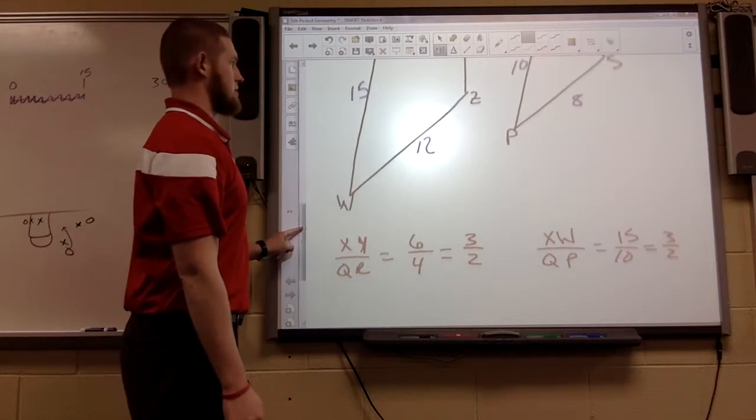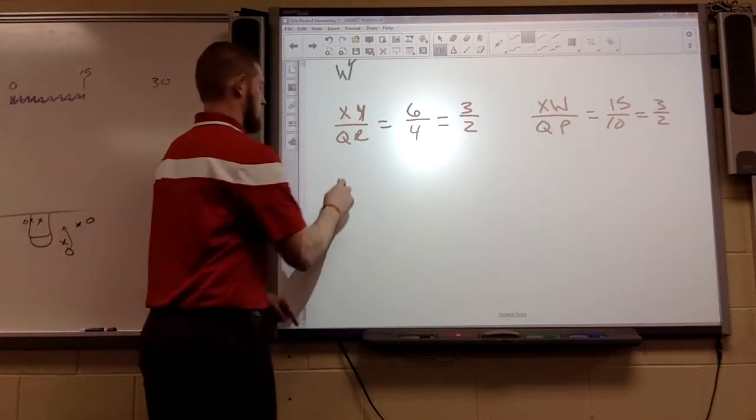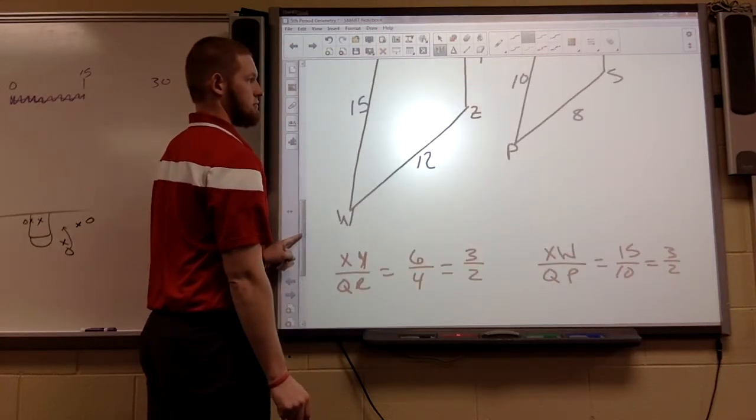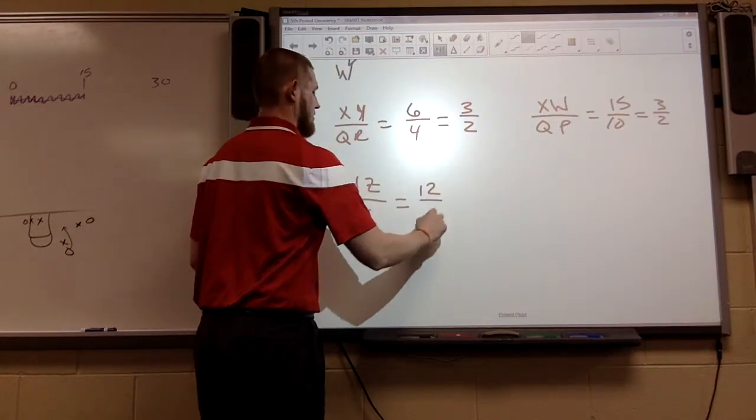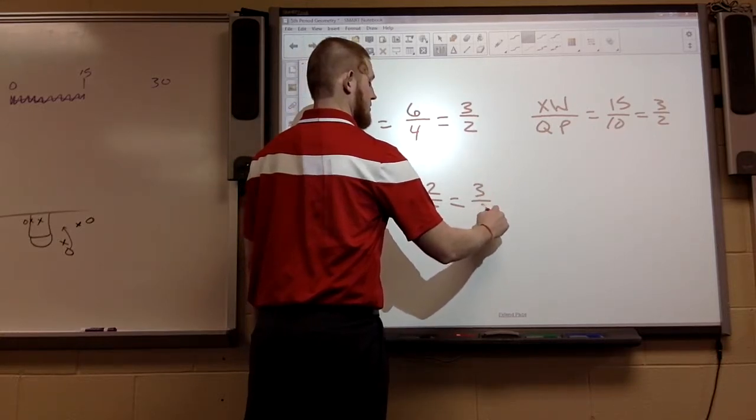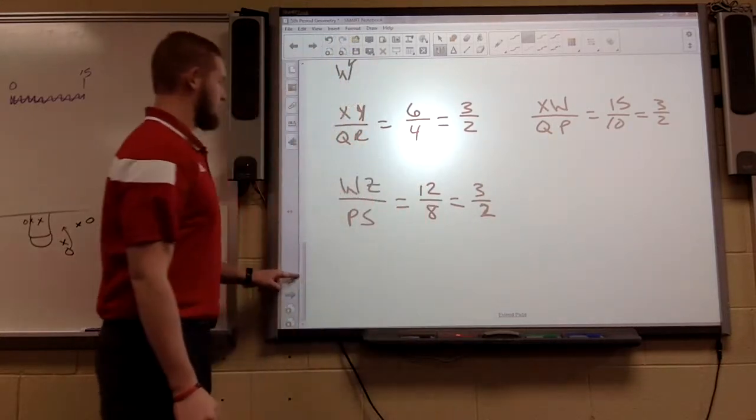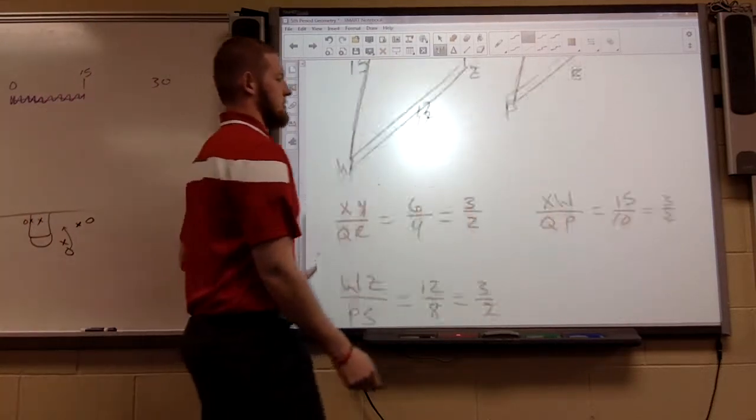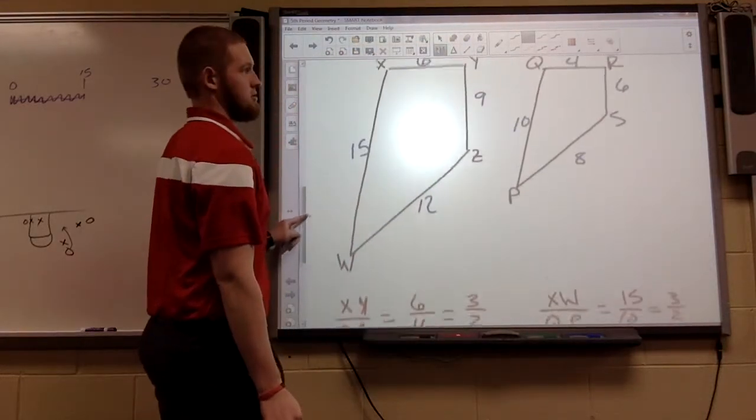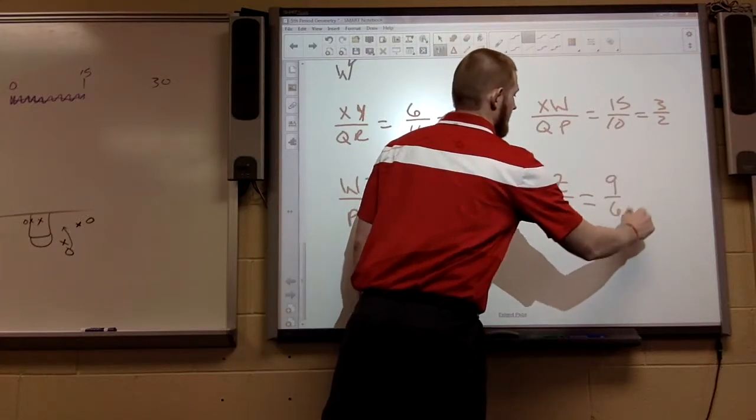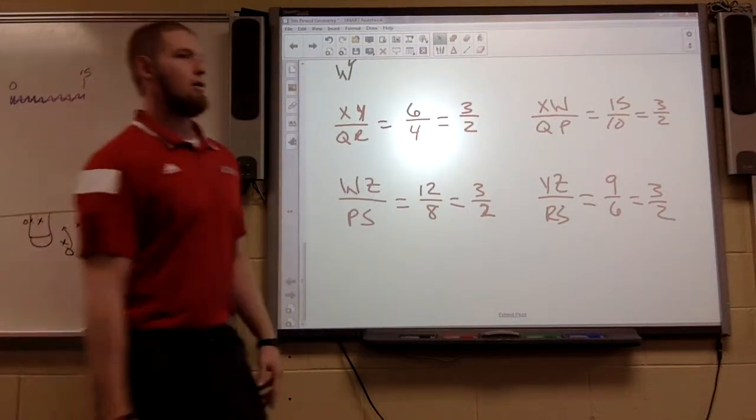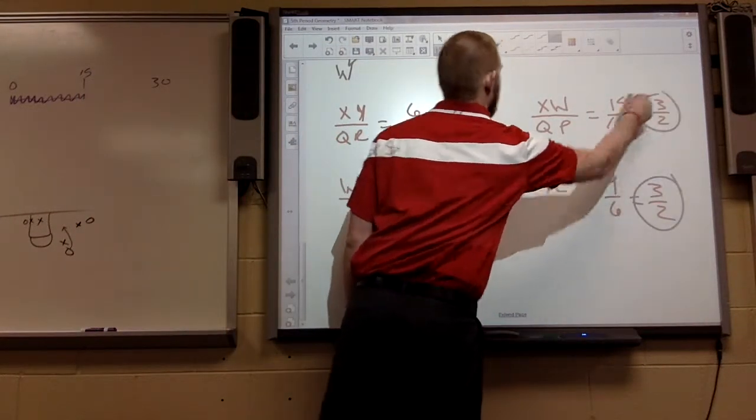Okay, give me another one, Carissa. WZ to PS, which is 12 to 8, which reduces to 3 to 2. And the last one is YZ to RS, which is 9 to 6, which reduces to 3 to 2. So notice, they're all 3 to 2. They are all the same.